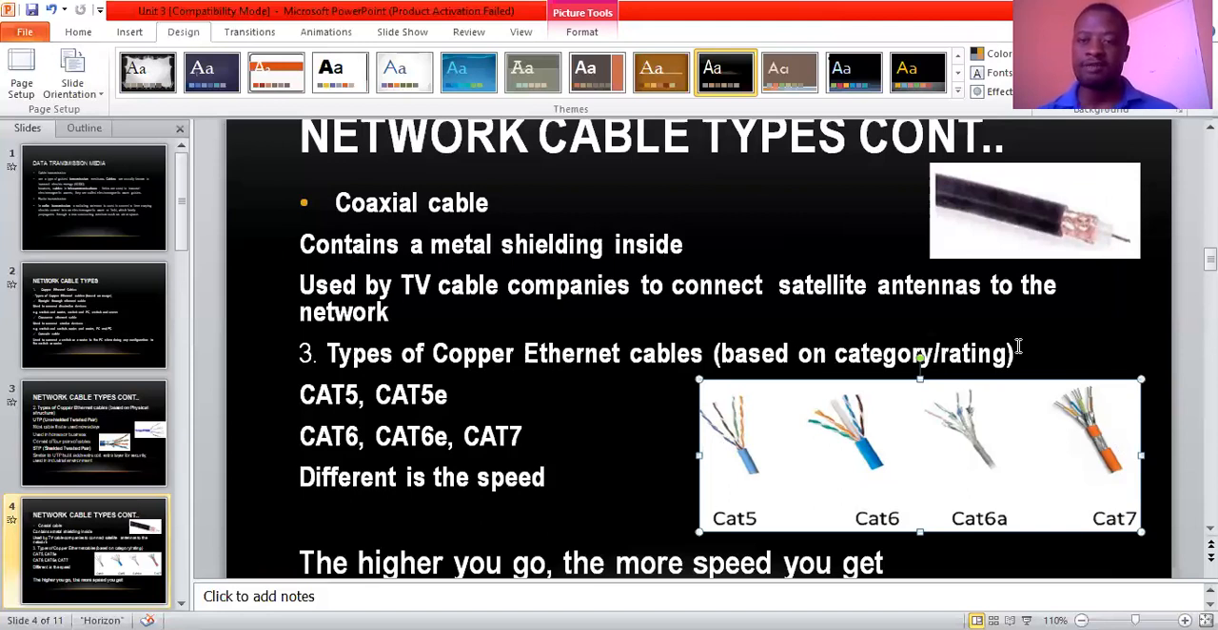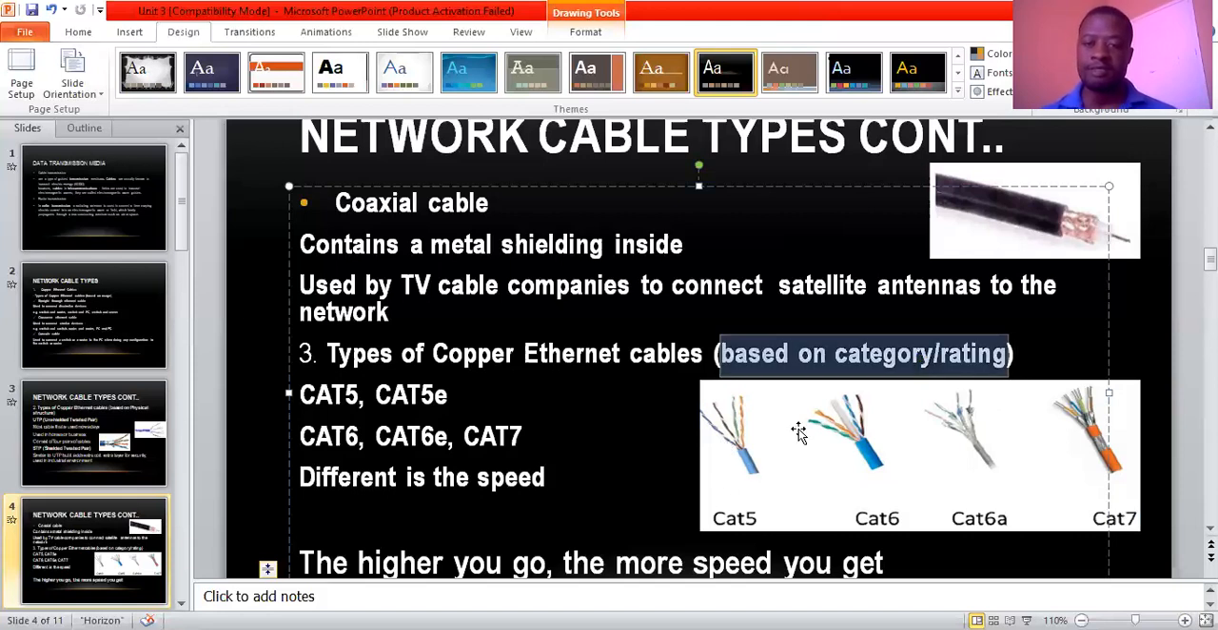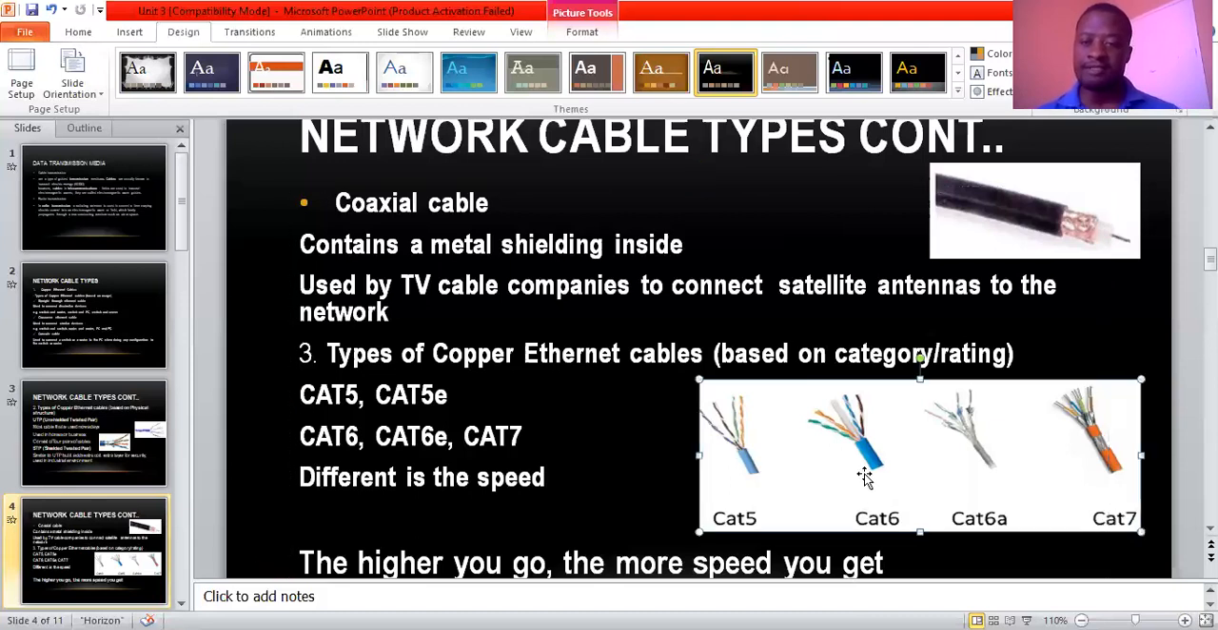Okay. So these are copper cables based on category or rating, based on their speed. Meaning the higher you go, the more speed you get. As you move from Cat 5 to Cat 6, that is how the speed of your network increases. Okay.